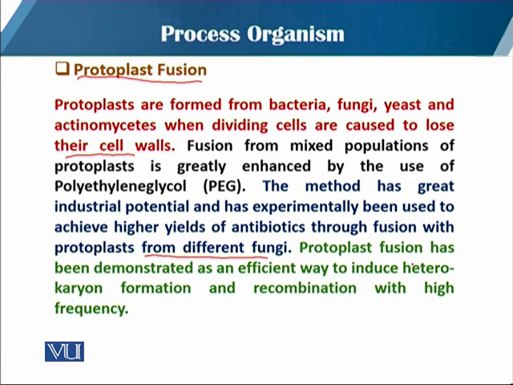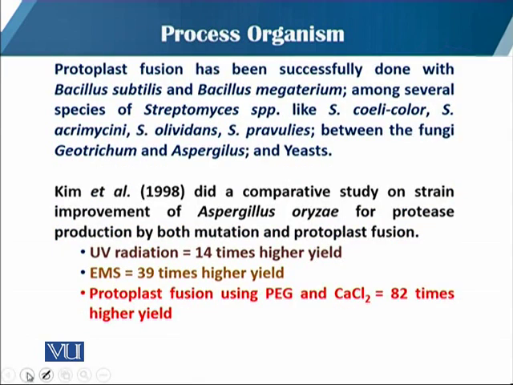Protoplast fusion has been demonstrated as an efficient way to induce heterokaryon formation and recombination with high frequency. It has been successfully done with Bacillus subtilis and Bacillus megaterium, among several Streptomyces species like S. coelicolor and S. acrimycini, and between the fungi Geotrichum and Aspergillus, and yeast.